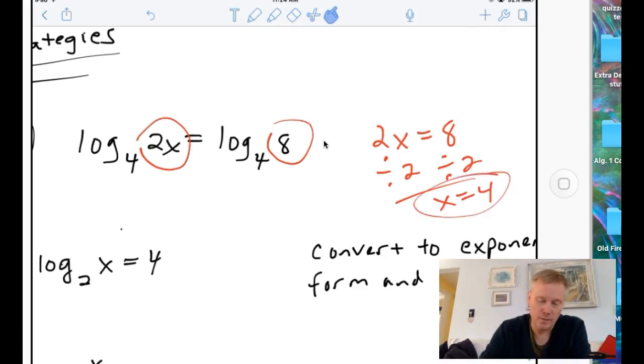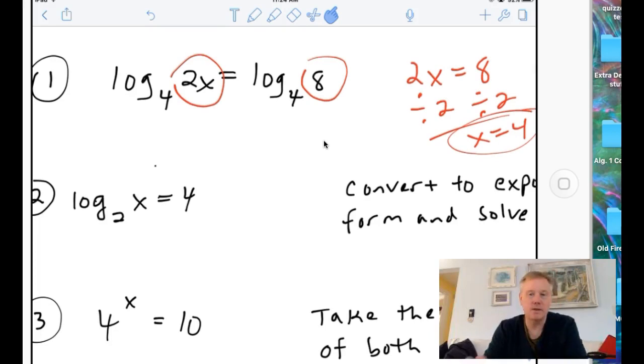So that's the first kind of problem that I look for, and if you get one that's set up like that, it's real nice, easy, and quick.